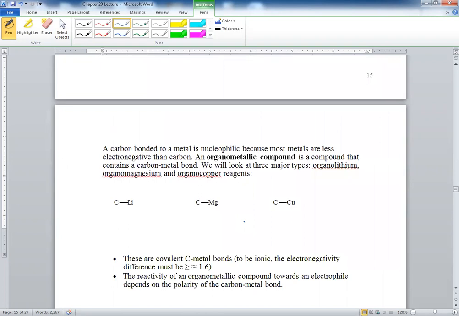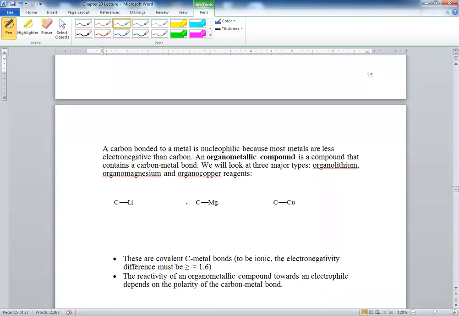So let's go now to the next page. In this one, let's look at some examples of this carbon metal bond. A carbon bonded to a metal is nucleophilic because most metals are less electronegative than carbon. An organometallic compound is a compound that contains a carbon metal bond. Remember, organic chemistry is about carbon-based compounds, and metallic comes from metals, metallic elements.